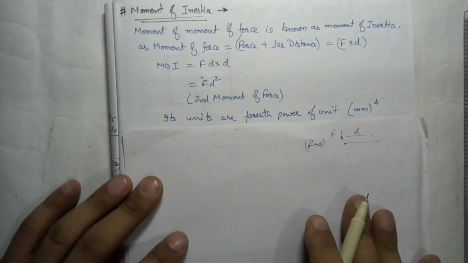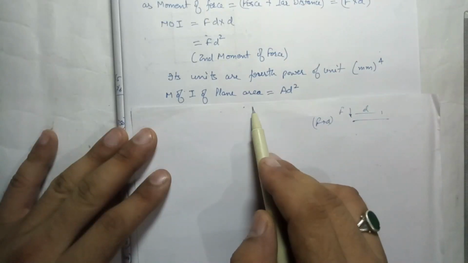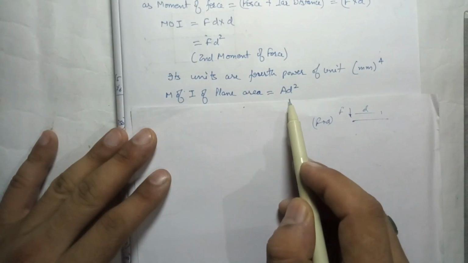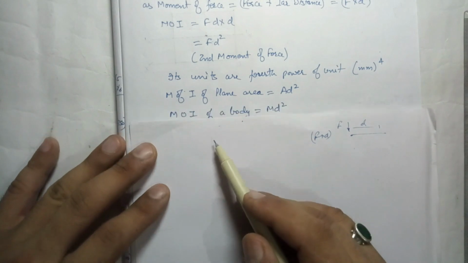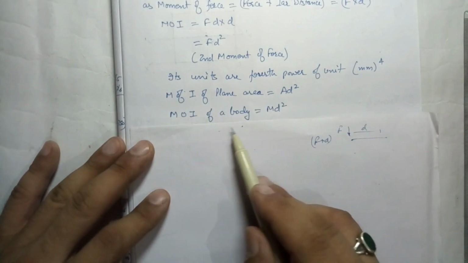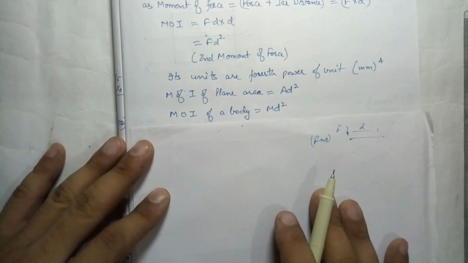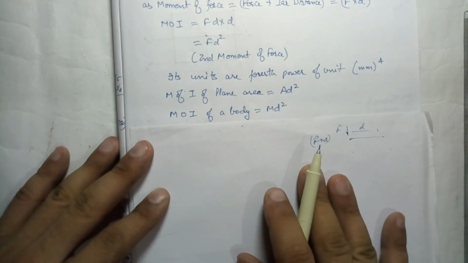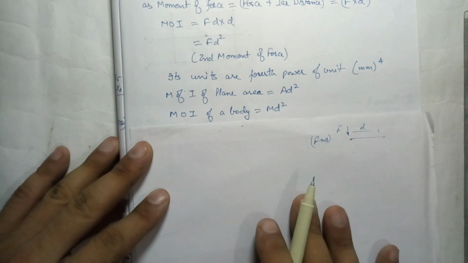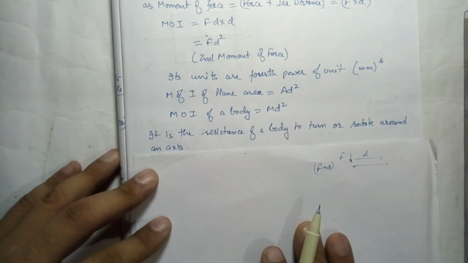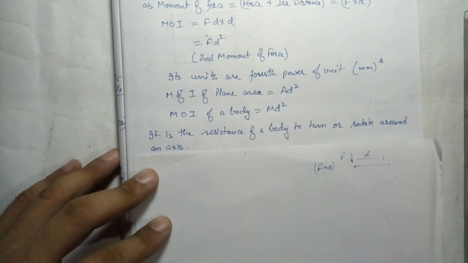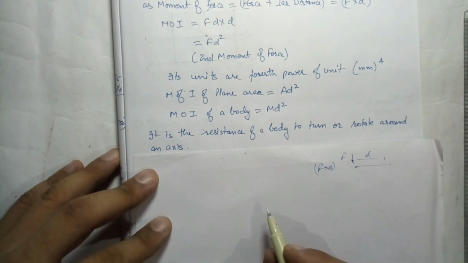Now what is the moment of inertia of a plane area? That will be area into the same distance, A d square. If we have the mass of the object, the moment of inertia of a body, then it is m d square. Now this is the mathematical expression only. What is the practical definition? We can say it is the resistance of a body to rotate around an axis.